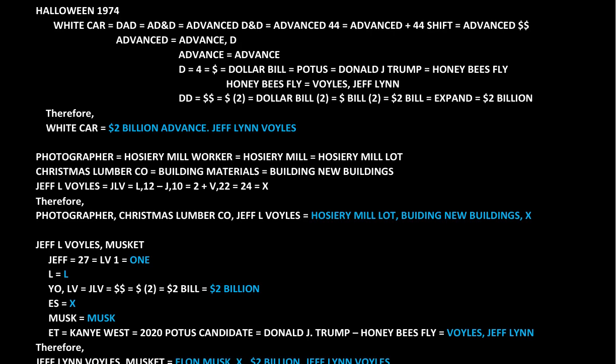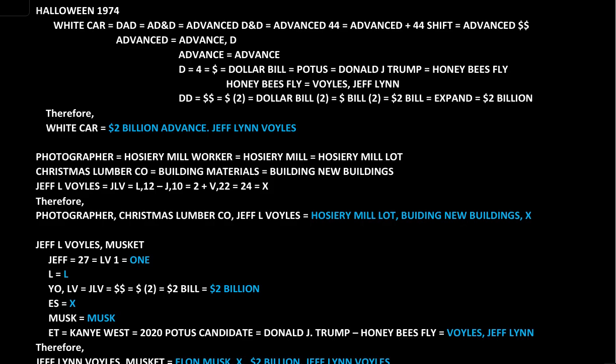All right, Halloween 1974. There are photos taken in 1974. I'm going to be talking about these. There's a white car I'm going to mention. Christmas Lumber Company back here. I'm dressed as Caesar from Conquest of the Planet of the Apes. There's the white car. A musket rifle. Billy's holding the musket rifle there, and I'm pointing the musket rifle at the camera here. So these are the pictures I'm going to be discussing.